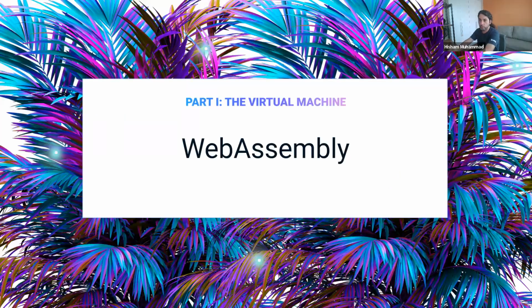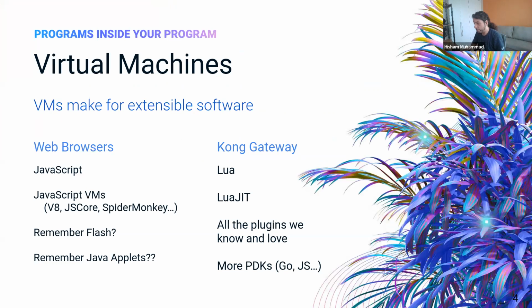Let's start with the beginning, WebAssembly, the first part. That is the virtual machine that we'll be using. First, a super quick primer on virtual machines. What are they? They allow us to make extensible software. So we have a program, in this case the gateway, and we run little programs inside of the program.